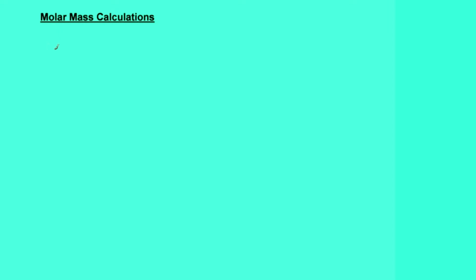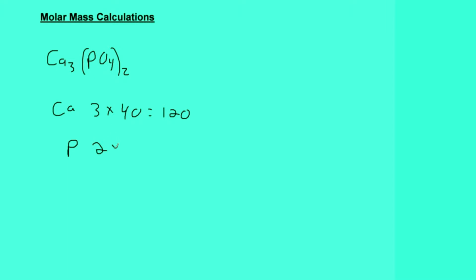All right, let's look at a couple other molecules. Let's look at something that contains some parentheses. Let's say calcium phosphate. All right, so what do we do here? We simply have to count up the number of atoms of everything. So calcium, there's 3 of them. Calcium has a molar mass of 40. Multiply those. How many phosphoruses are there here? Well, you take this little 2 and you multiply it by everything that's in the parentheses. So this means that there are 2 phosphoruses. Phosphorus has a molar mass of 31.